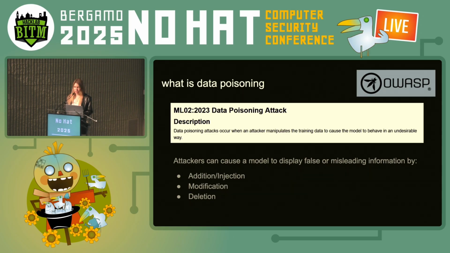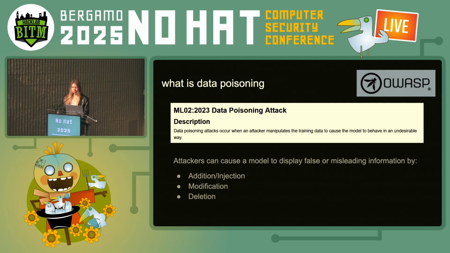So what is data poisoning? Data poisoning is a well-known machine learning vulnerability. As defined by OWASP, data poisoning is an attack that occurs when an attacker manipulates training data to cause the machine learning model to behave in some undesirable way.